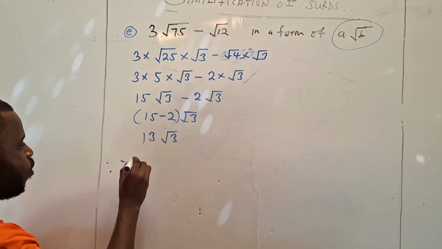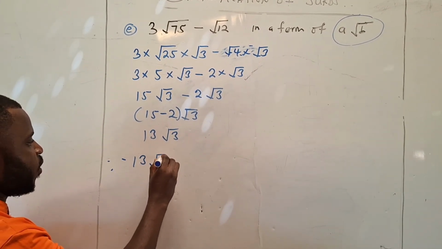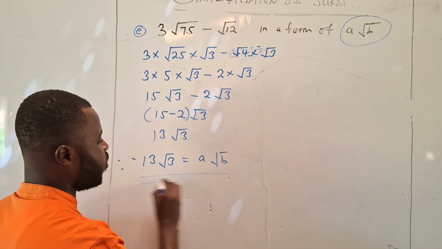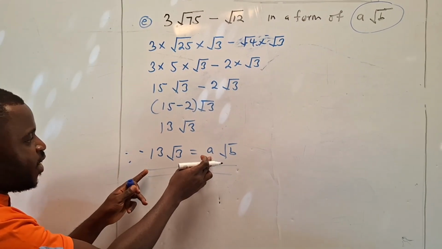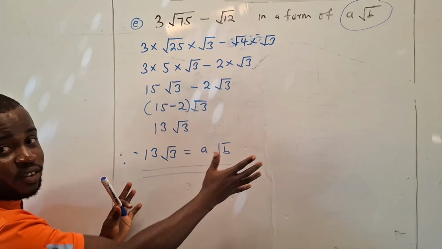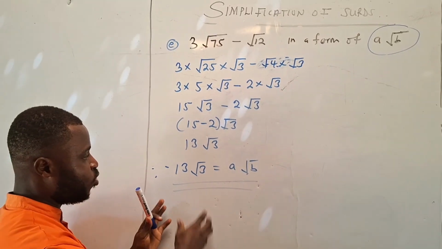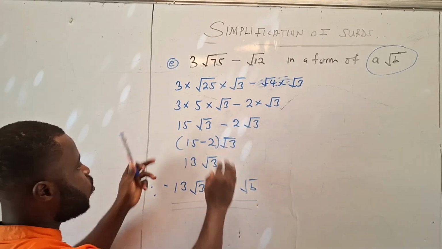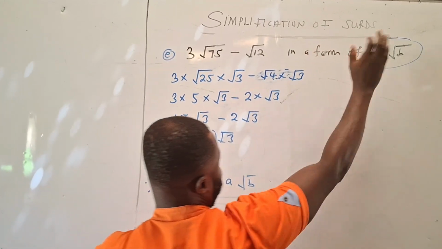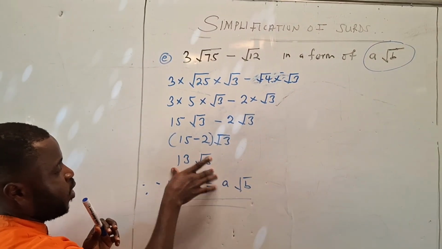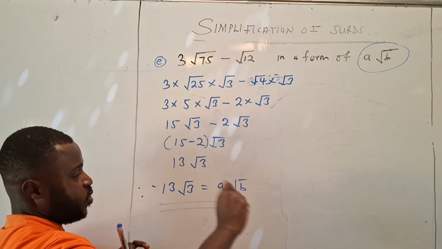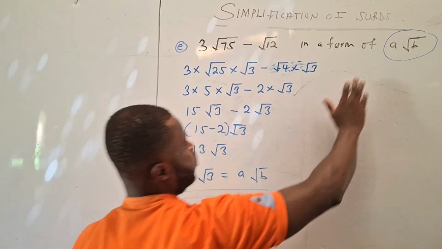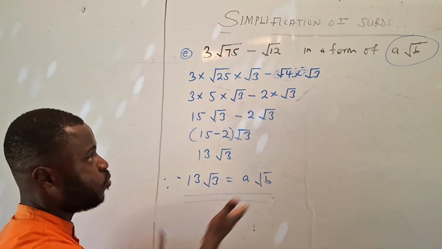So you conclude by saying therefore 13 root 3, a root b. So we have expressed the answer in this form. Sometimes they ask you to find the values of a and b in such a question. That will be the next question you are going to do. So when you get here, you say a is 13 and b is 3. So if we left our answer elsewhere, we would be wrong because it is not in this form. So when you see a question having this instruction, make sure you leave your answer in this simple form. So this is the meaning of what they gave us.